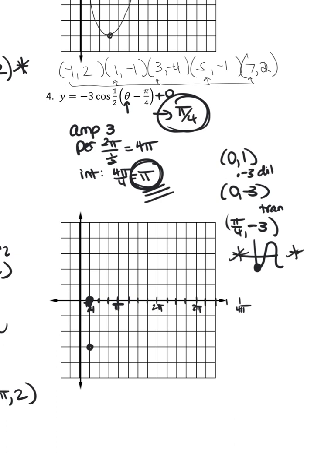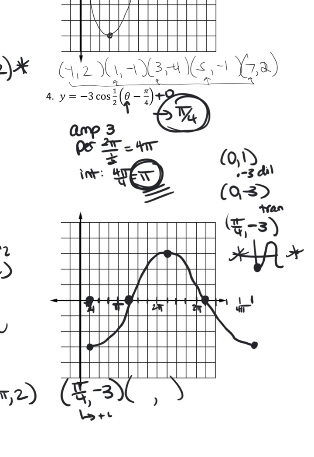Okay, so now every 4 lines, 1, 2, 3, 4, back to the baseline, 1, 2, 3, 4, up to the max, 1, 2, 3, 4, back to the baseline, 1, 2, 3, and one more, back to the min. Now this one's a little bit harder, so you might have to do some fraction work to get your points. But here's pi over 4, -3. The next one is pi away.